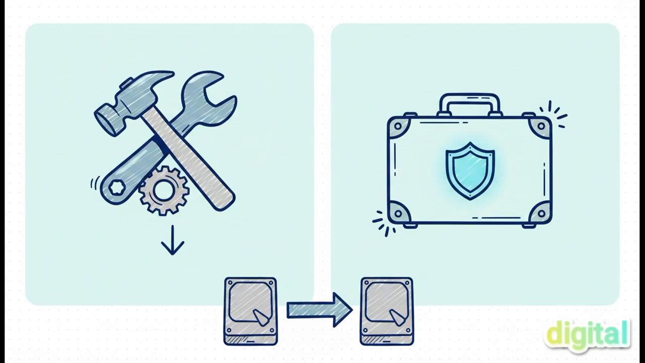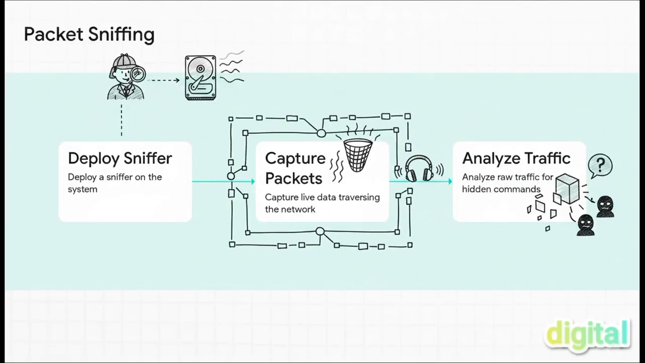Crucially, these tools allow the investigator to clone hard drives bit by bit. This ensures they can rip apart the system for clues without ever altering the legally admissible original evidence. But you know what? Sometimes analyzing a dead, static hard drive just isn't enough. That's where packet sniffing comes in.